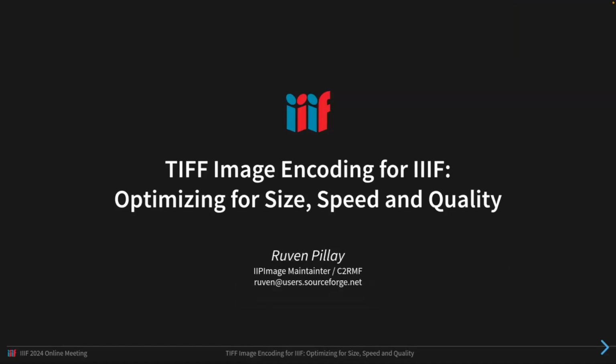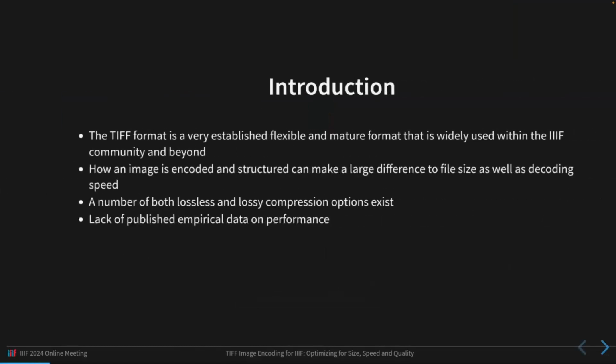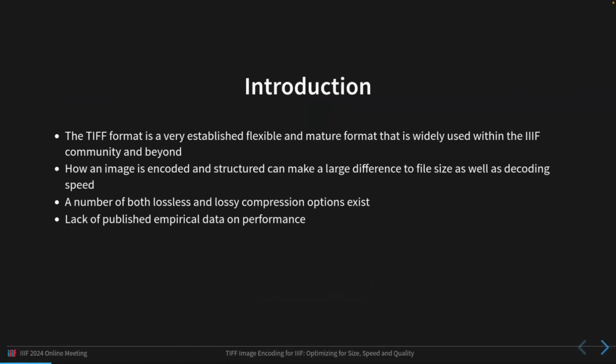So TIFF image encoding for IIIF, optimizing for size, speed, and quality. The TIFF format is a very well-established, flexible, and mature format that's widely used within the IIIF community and beyond. How a TIFF is encoded and structured can make a large difference to file size as well as to decoding speed. TIFF supports a number of both lossless and lossy compression options. However, there's a lack of published empirical data on performance.